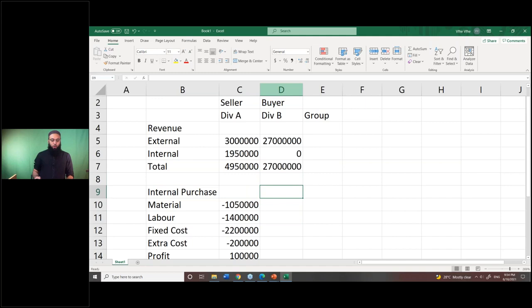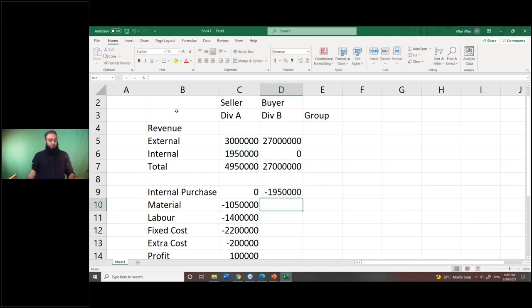Do you buy internally, B? Yes, you do, and that's the transfer price. So it's easy to relate. See the way I'm relating here. The revenue of the seller is the cost of the buyer. But make sure you write this in negative terms, okay? So just input a minus sign here. See the reference? Clear?